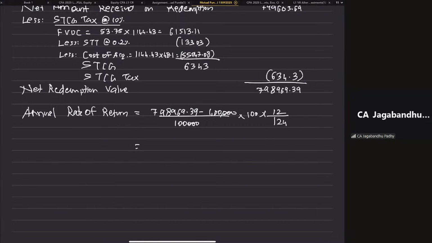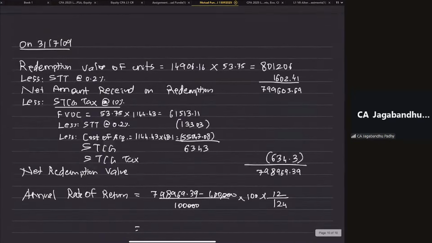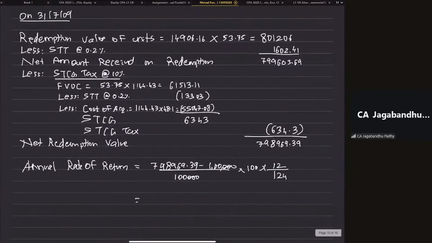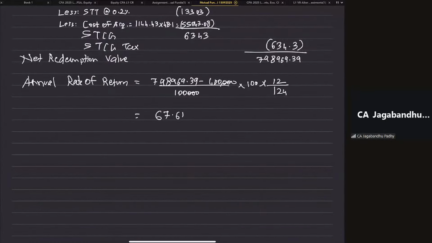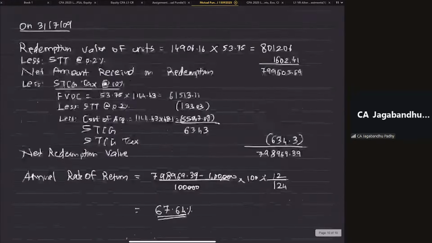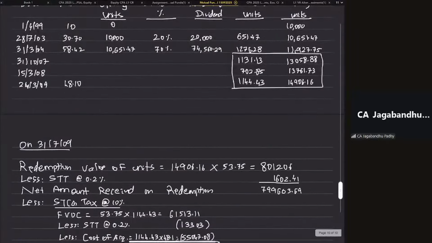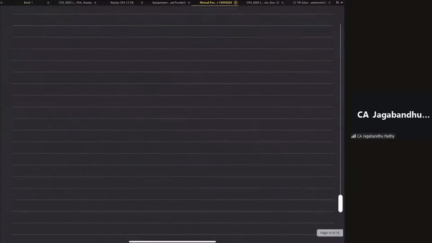So what's the annual rate of return, guys? Is 67.64%. 67.64 percent. Okay, 67.64%. That's the rate of return which you're getting in the first plan. Then we have to look at the next plan, which is plan B, the bonus plan.